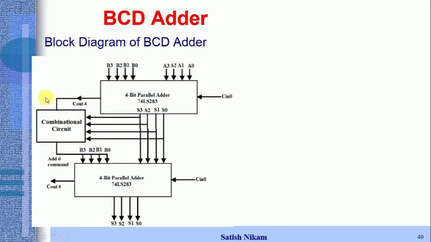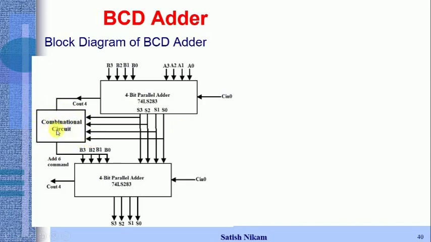For that purpose we have to design a circuit which will initiate the parallel adder circuit to add 6, if the input carry bit is 1 or the result S0, S1, S2, S3 is more than 9. We have to initiate the addition of 6 to the 4-bit parallel adder circuit. So this is the circuit which we have to design, and these two parallel adders we have already discussed in the previous part. In the BCD adder circuit, this is the main block which we have to design.